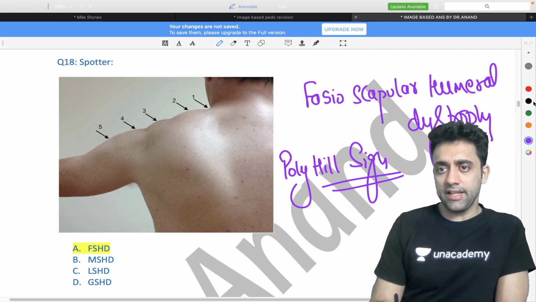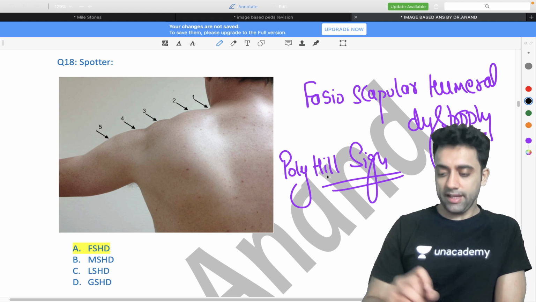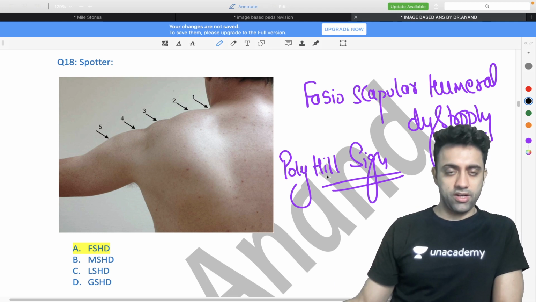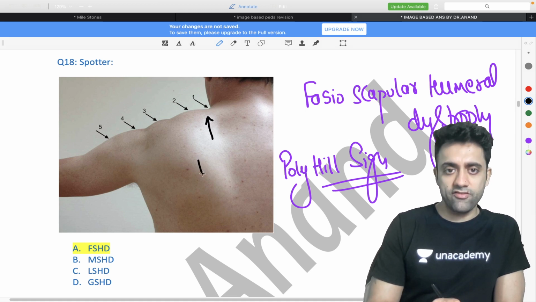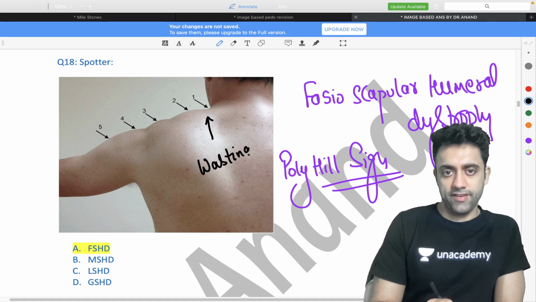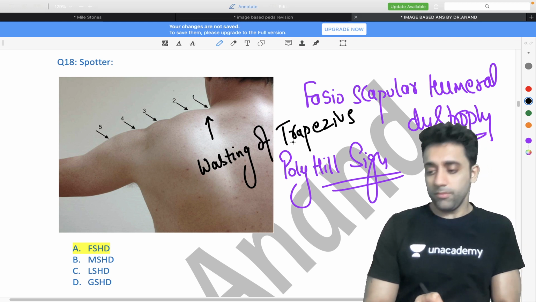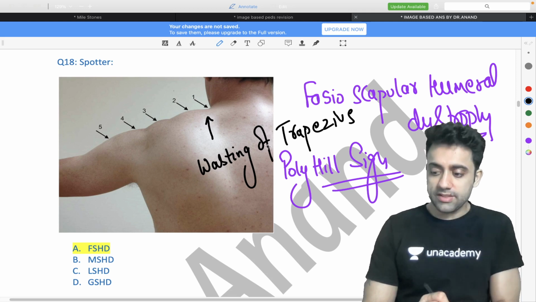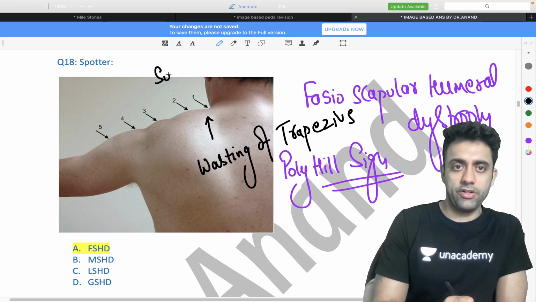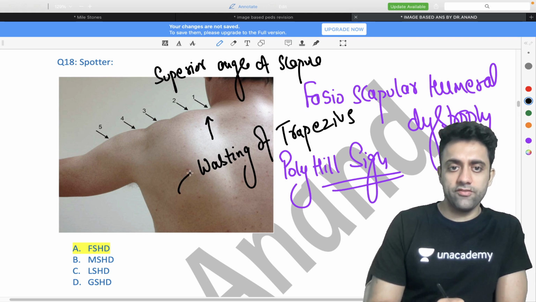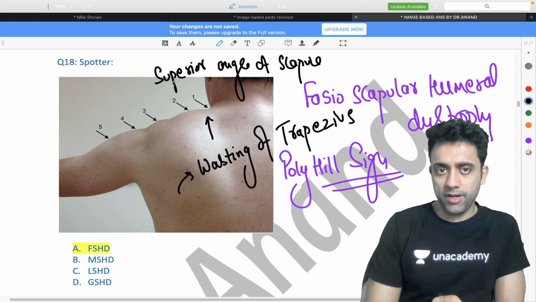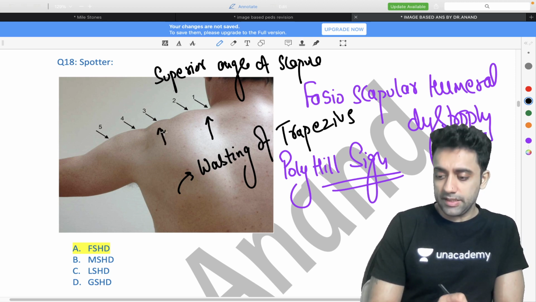So polyhill sign you see in various conditions, like you see in FSHD, facioscapular humeral dystrophy. So basically, what is point one? Point one will be wasting of trapezius muscle. Number two, what is point number two? Point number two is superior angle of scapula. So wasting of trapezius, number one. Number two point is superior angle of scapula.